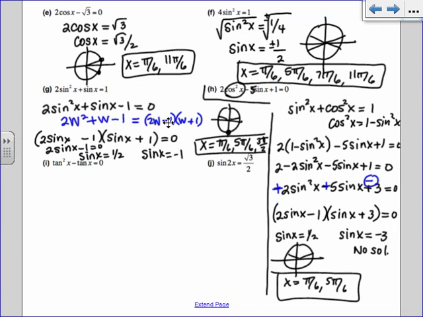All right, so we have the last few examples in this section. So we have tangent squared x minus tangent x equals 0. If we have something like this, we have a GCF. So we pull out the tangent x.